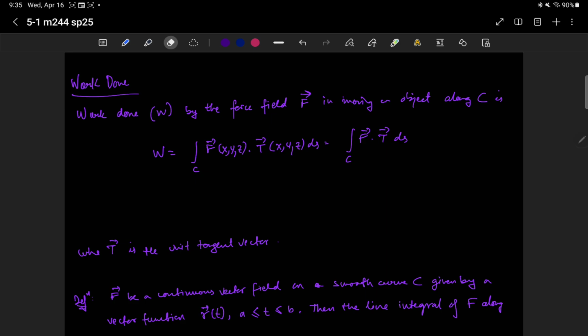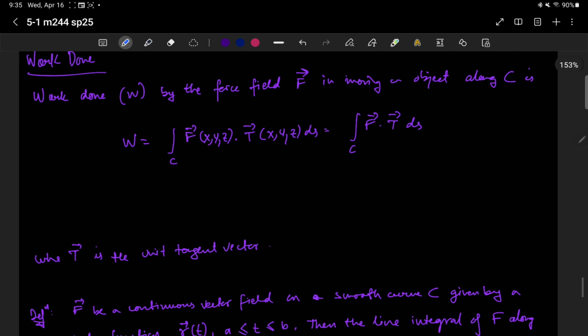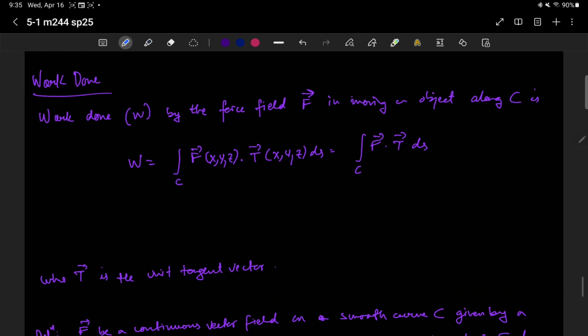But let's look at what it means in 3 space. Work done by a force field, F. F is a force field, which means at every point in space, there is some force that's been applied, in moving an object along C. So now we're moving it not in a straight line, but along some curve, and we want to find out how much work is done. The work done is given by the line integral of F dot T. Remember, this T vector is the unit tangent vector.